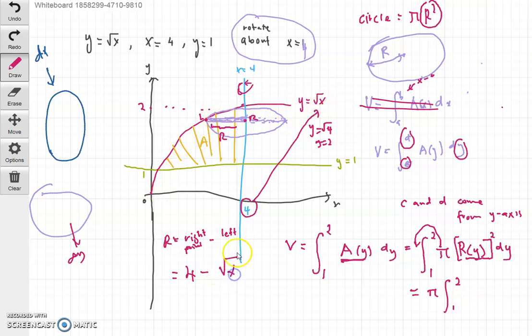But here we cannot write it as square root of x because we want an equation with respect to y, so it cannot be x there. In order to get the correct answer, we need to play around with the equation y equals square root of x. This is y in terms of x. Let us change it into x in terms of y. We bring the power of 2 to the other side, so the square root becomes power of 2, which is x equals y squared.